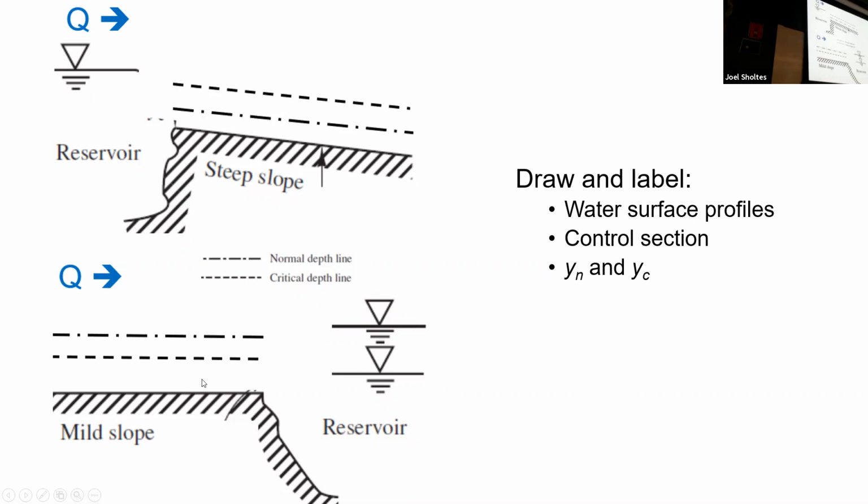Here we have a mild slope going into a reservoir. And I have two different elevations. So I want you to draw out what could happen based on connecting with these two different elevations. So one would be a backwater, the other would be a little different.